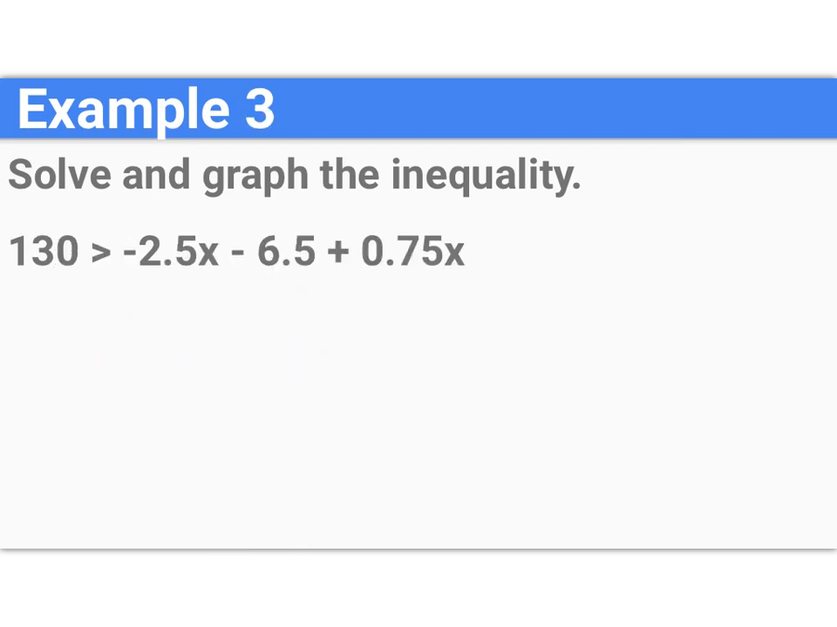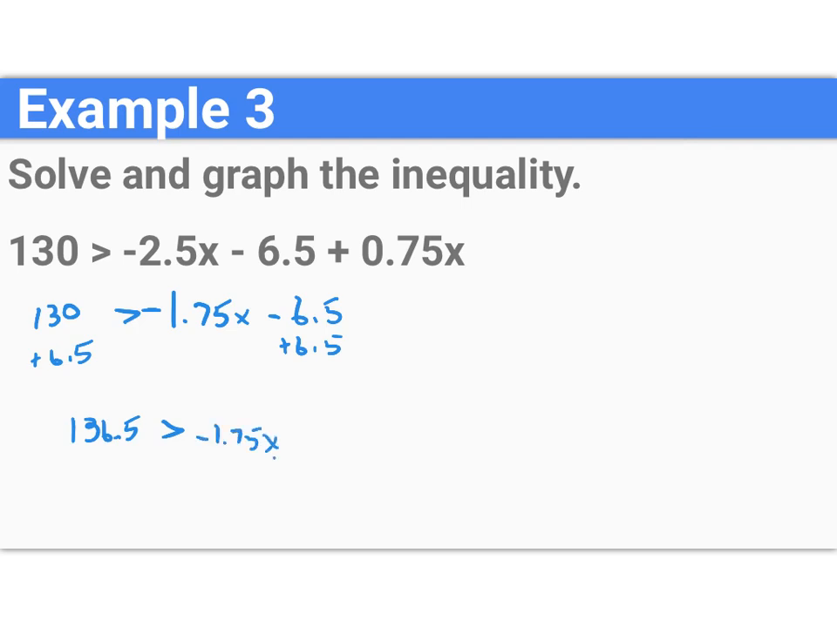Okay. Negative 2.5 plus 7.5. Really, why did I do this to myself? Negative 1.75x minus 6.5 is less than 130. Add 6.5 to both sides. 136.5 is bigger than negative 1.75x. Divide by negative 1.75 on both sides. The sign flips because I divided by a negative.